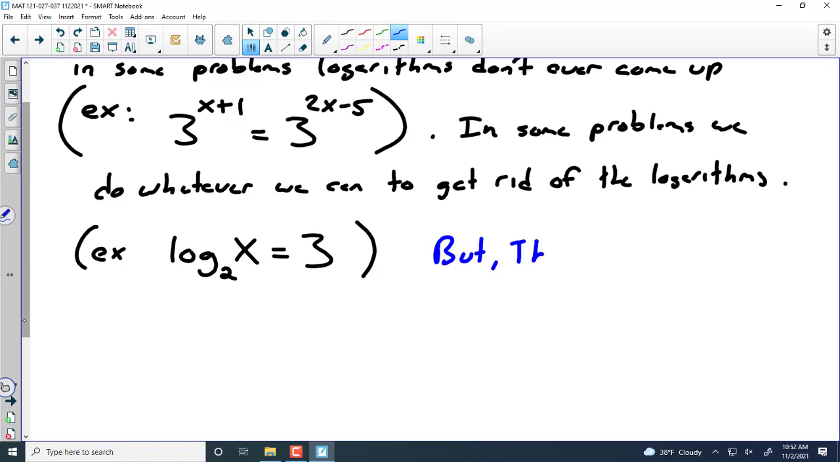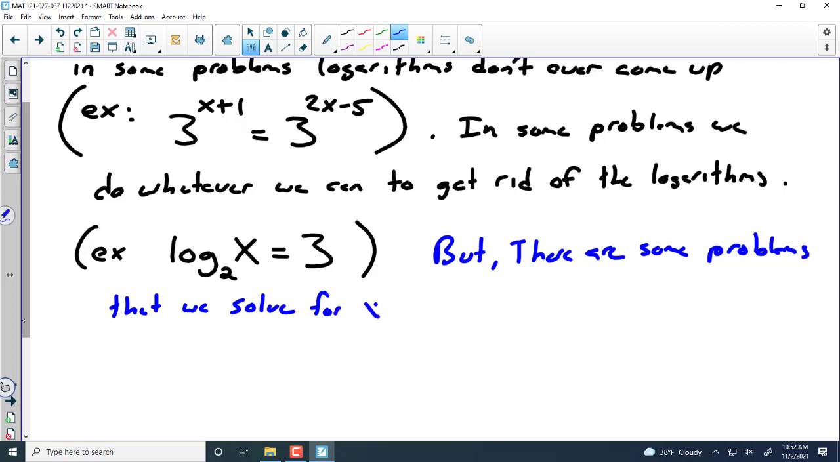But there are some problems that we solve for x by bringing in logarithms. And that's hard, everyone. There are some problems that we need to use logarithms even though they didn't start with logarithms. And that makes it tricky to know what to do. And that's why we devote an entire day to this lecture, because these solving for x problems are so varied that we need to make sure we practice all the possible tricks that we need to know in order to solve for them.